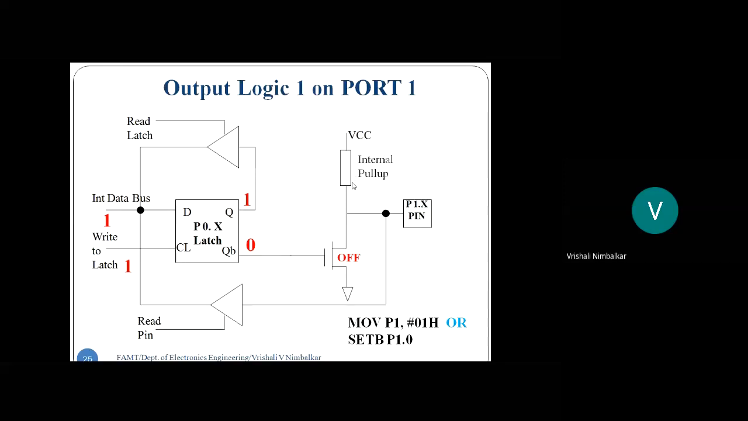Hence the name given is pull-up, students. The upper circuitry is bringing the pin to VCC, hence the name pull-up. So what appears on the pin? When the lower MOSFET is off, logic 1 is going to appear on the pin, and that is what we wanted. What did the microcontroller do? It executed the instruction SETB P1.0 or MOV P1, #01H. So P1.0 is logic 1 in both the cases. That's how logic 1 is sent on the port pin.